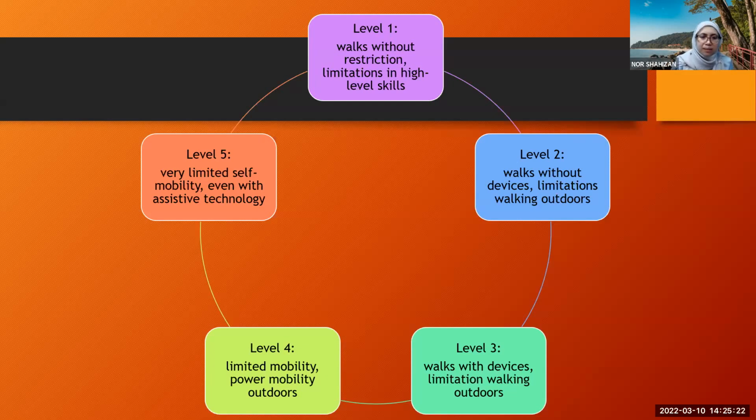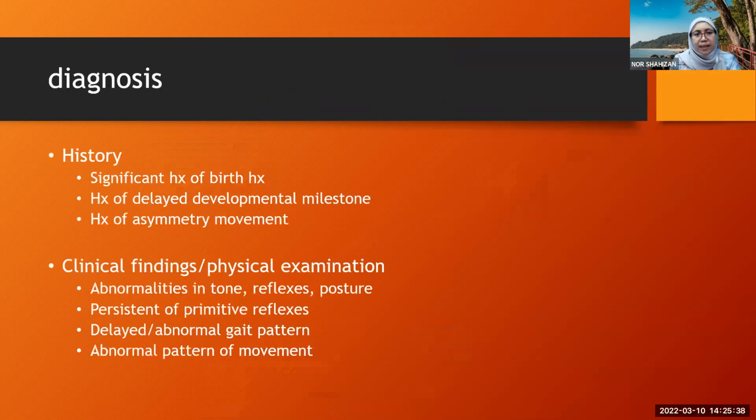Level 3, walk with devices, but they have limitation walking outdoors and using wheelchair for long distance. Level 4 means limited mobility and power mobility outdoors, whereas in level 5, very limited self-mobility even with assistive technology. This is the summary from the GMFCS.